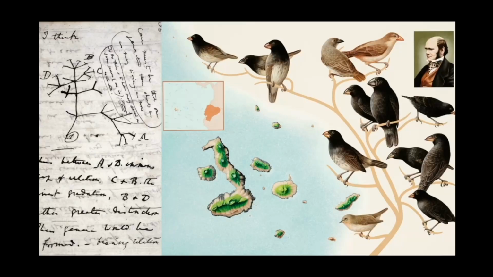And he had his famous little tree branch drawing, his "I think" drawing, which essentially was to show the relatedness of these species that he was observing in all these islands that he went to. And essentially the theory was that a mainland finch was the ancestor to all of these Galapagos Island finches.